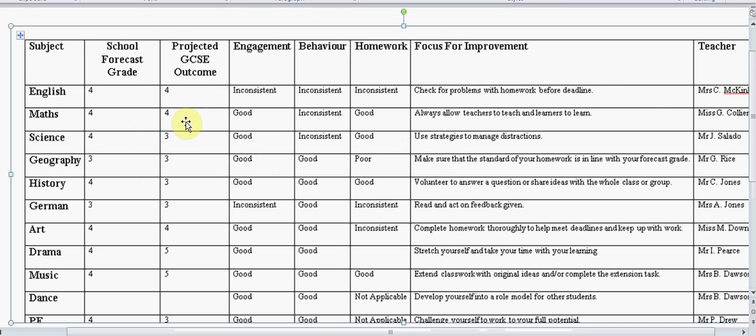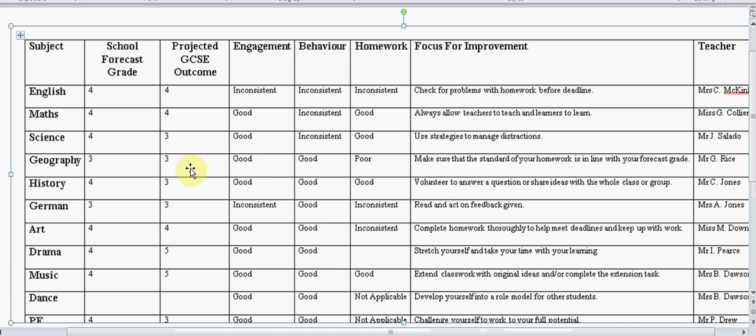In Science, however, Mr. Salado has said they should be aiming for a 4. However, I don't think they're working at that level yet. They're not showing me that they're performing in a way that I would expect a student who's going to end up in Year 11 with a 4 to be. I'm thinking they're more likely to be a student that will end up with a 3. So he has projected a GCSE outcome of a 3. That is the grade that Mr. Salado thinks this student will get when they leave our school.